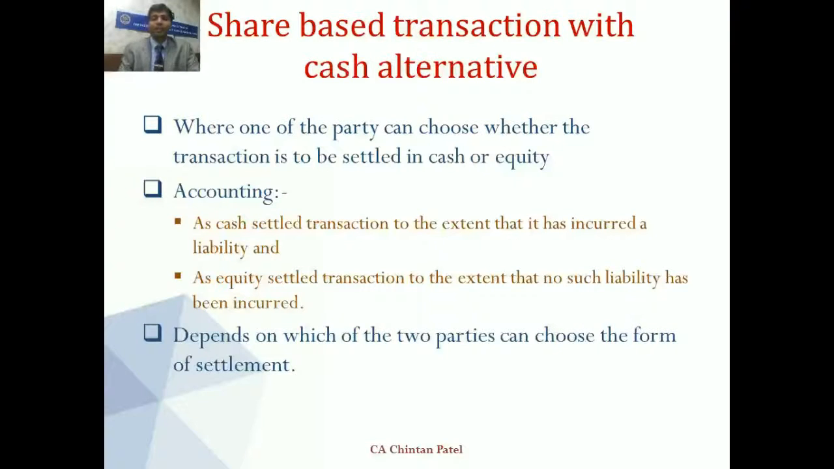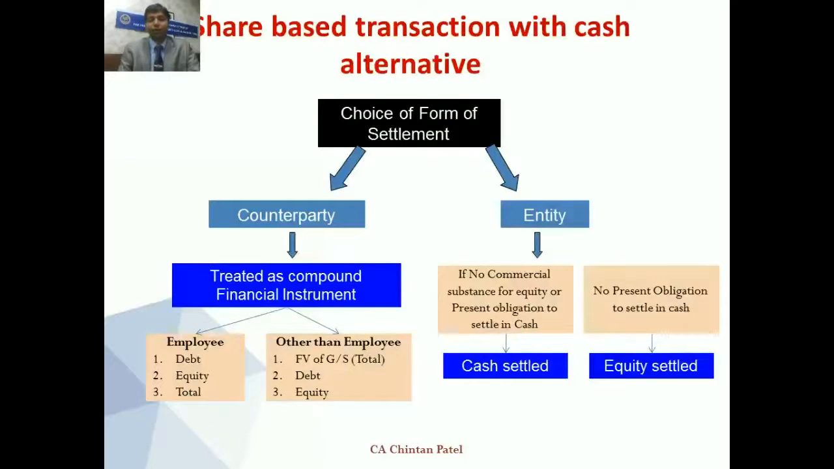Now here the case is where the alternative is given to either the entity or a third party. So there can be two kinds of alternative. One, the choice of form of settlement is given to the counterparty, or it is given to the entity. If it is given to the entity, this company is going to decide in which form they are going to settle these particular transactions. Then it can be either equity settled or cash settled based on the particular transaction.